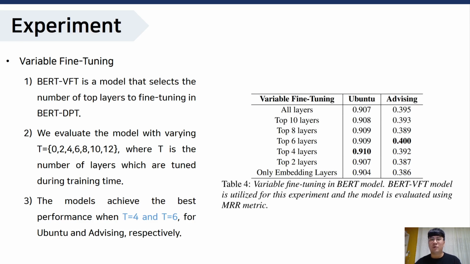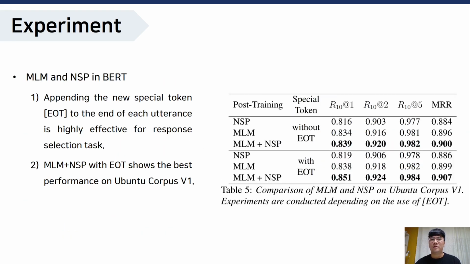We also conduct an experiment varying the top few layers that are fine-tuned during training. The models achieve the best performance when T equals 4 and T equals 6 for Ubuntu and Advising, respectively. We conducted an ablation study by removing each task of BERT, regardless of using the EOT token. Using both objective functions shows the best results. Appending the new special token EOT to the end of each utterance shows an absolute improvement of 1.2% in R_10@1.